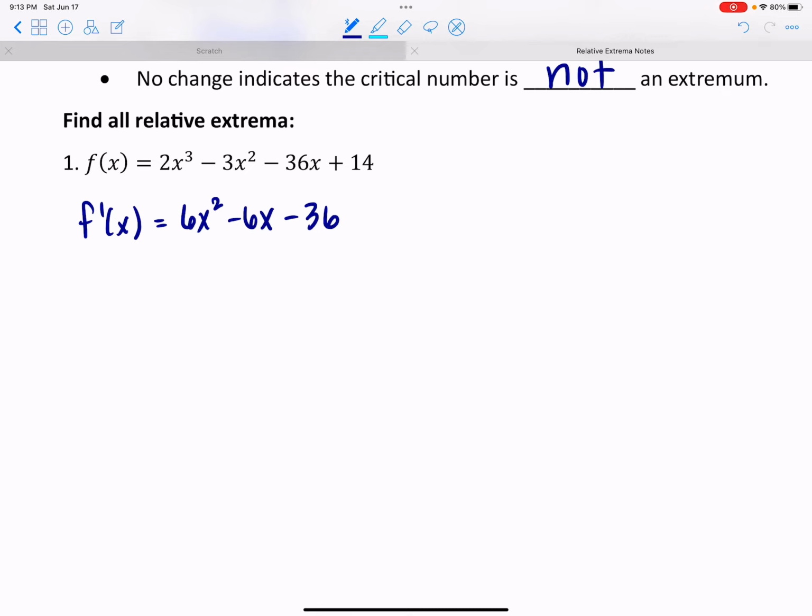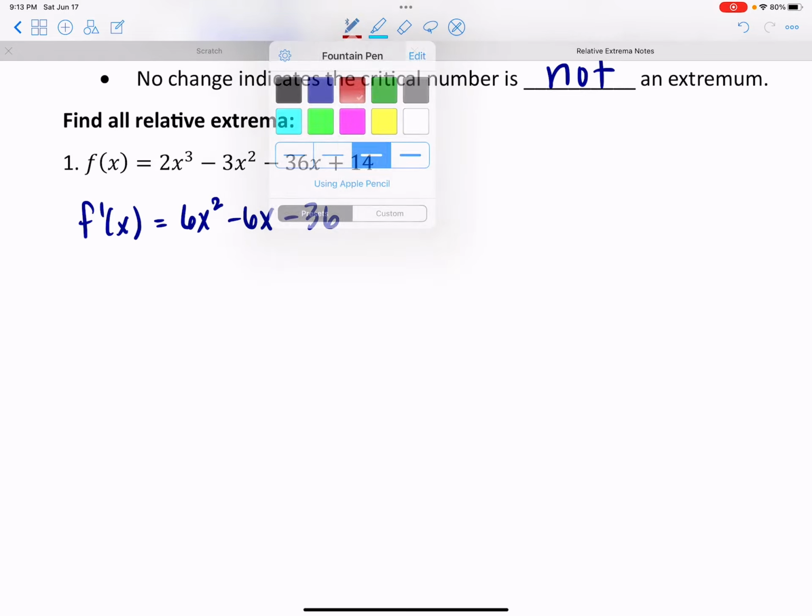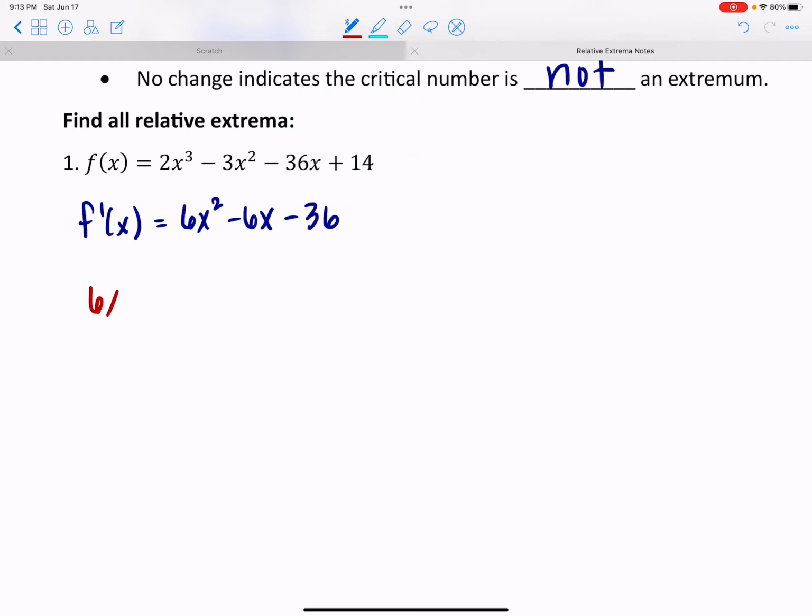Now I've got to figure out where this is either equal to 0 or undefined. Now it's not going to be undefined anywhere. A polynomial is continuous over its entire domain, so I don't have to worry about that. But I do need to try to figure out where 6x squared minus 6x minus 36 is equal to 0, because I will have critical numbers at those places. So I need to solve this quadratic equation. I'm going to start by dividing out a factor of 6, so that I'm really just trying to solve x squared minus x minus 6 equal to 0.